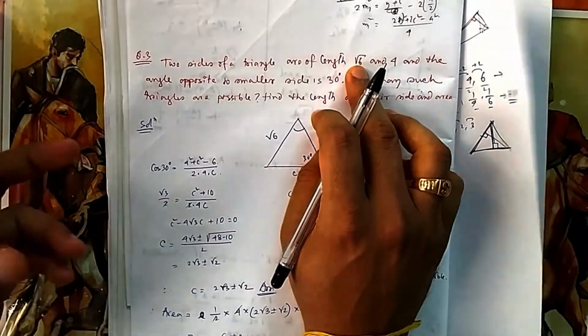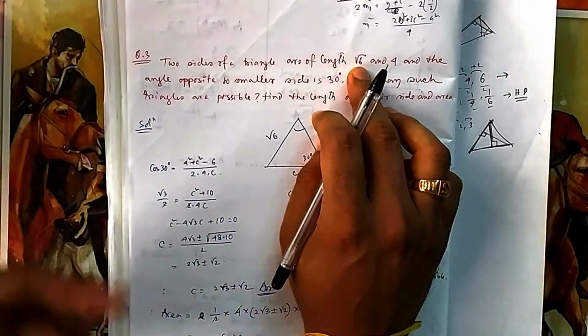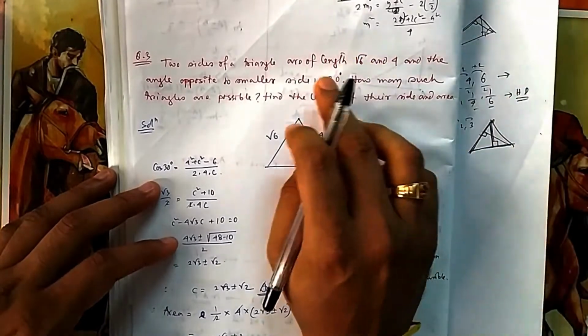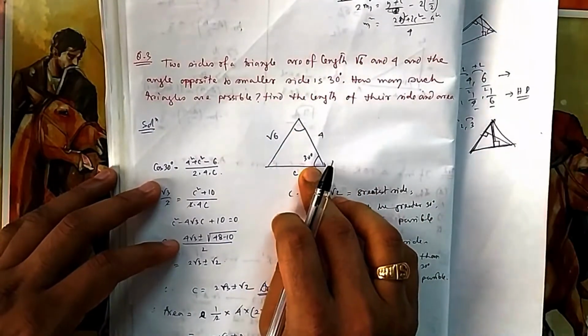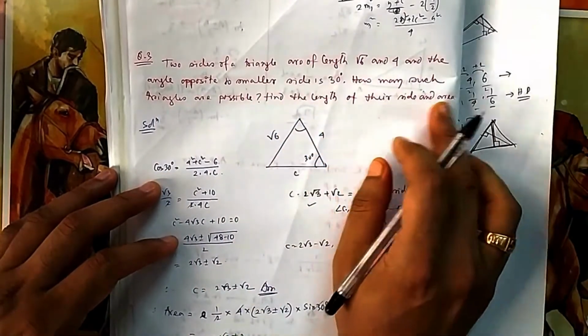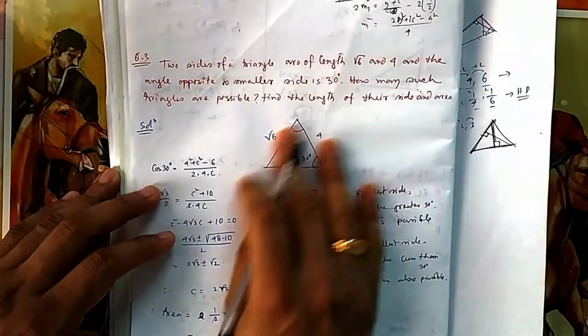Root 6 will be obviously less than 2 because, root 6 is less than root 4, obviously. So root 6 is the smaller, so the angle opposite to root 6 will be 30 degrees. How many such triangles are possible? Find the length of their sides and area. You have to find the length of their side and also the area.